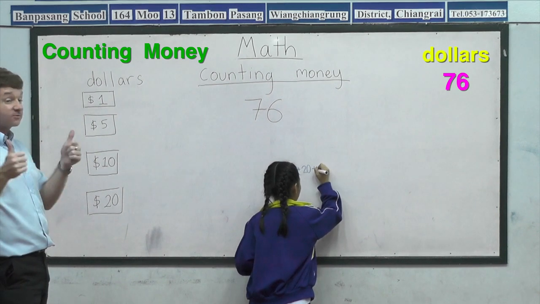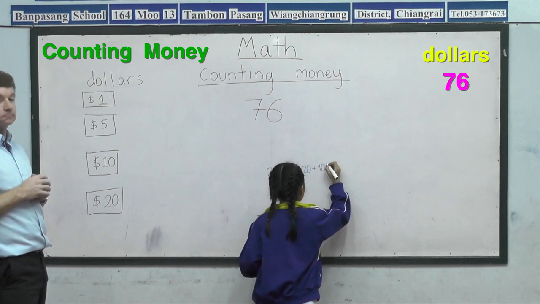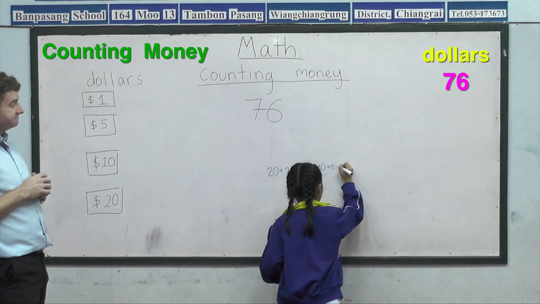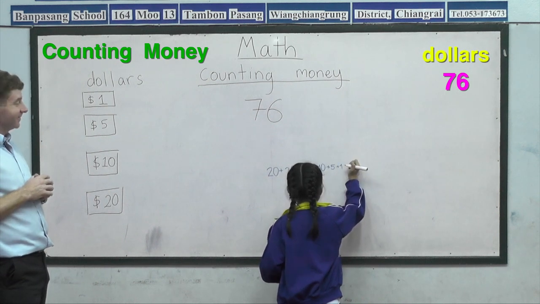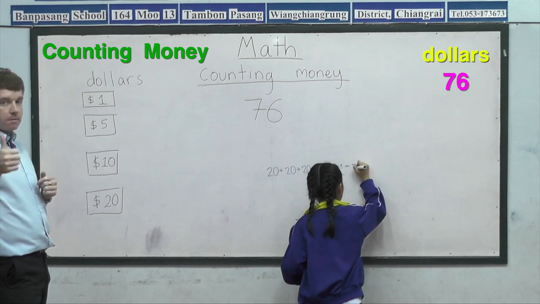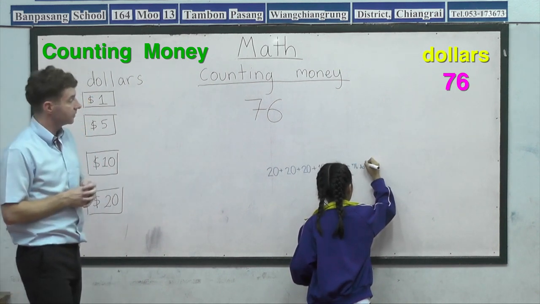20 plus 20 plus 20 plus 10. Okay, so far we're at 70 with 10. Plus 5 plus 1. Excellent. $76. Remember our currency, guys, $76.